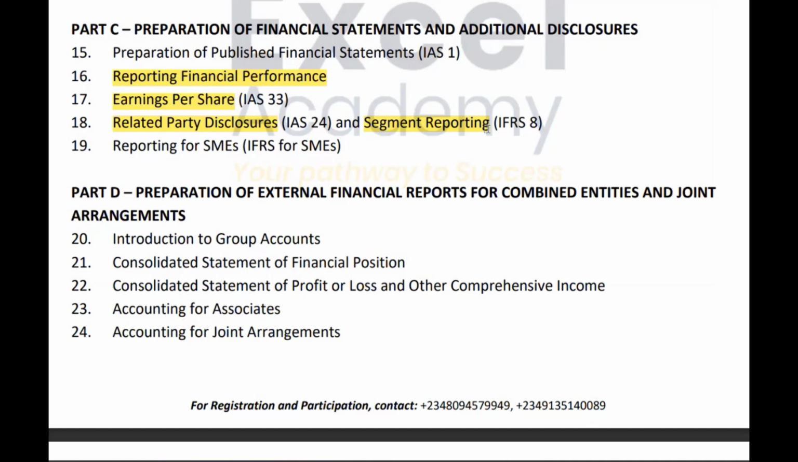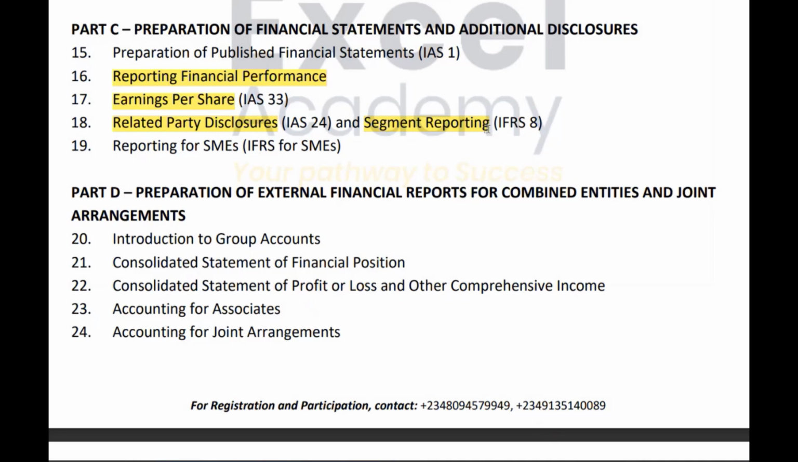So this is very, very critical and vital. If you know this fourth part very, very well, you're certain of 25 marks in the exam. And this group account here, we're looking at the introduction to the group account, the consolidated statement of financial position, and the consolidated statement of profit or loss and OCI.